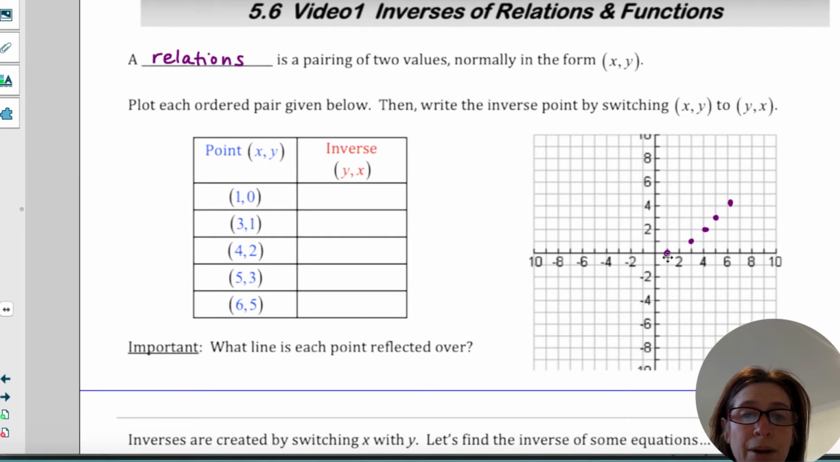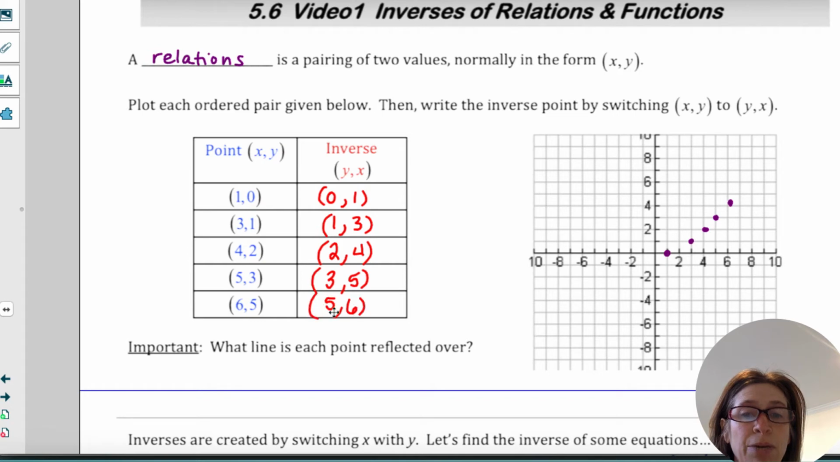So 1, 0, 3, 1, 4, 2. Okay, so now we're going to reverse the points. I'm going to switch the colors, and you might want to do that as well. So 0, 1, 1, 3, 2, 4. Be very careful. 3, 5 when you plot them, and 5, 6.